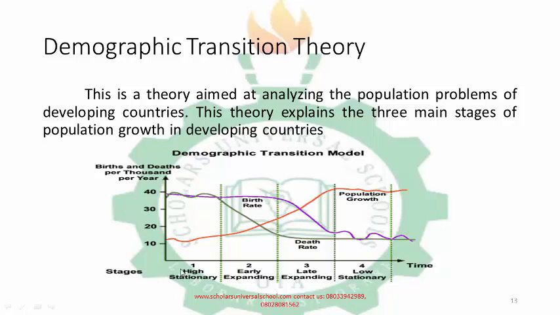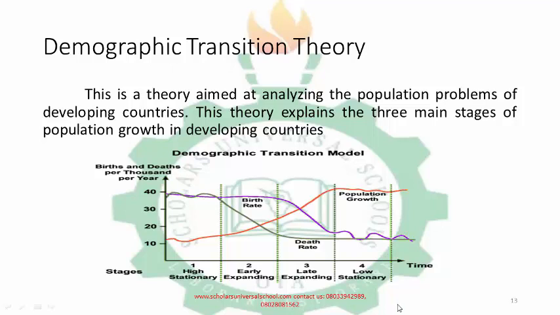Now stage 1, let's look at the first stage where we have the high stationary. Under this stage, if we look at all the various curves on this graph, we can see that the orange line signifies the population growth. The green line signifies death rate, while the purple line signifies birth rate. Now on the first stage, we can see high birth rate, high death rate, and low population. This is the stage where the economy is just starting up.